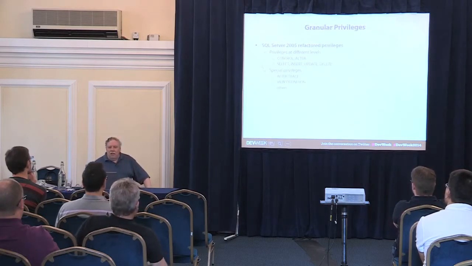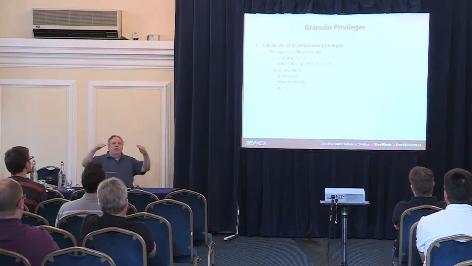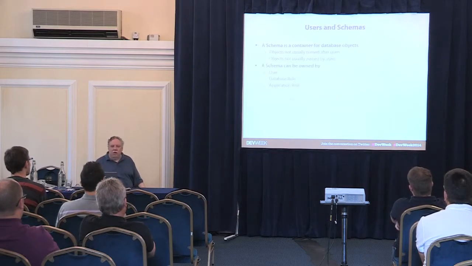I'm trying to go a little bit faster here. So we talked about the refactored privileges, and basically that was the all permissions grantable. And then you have privileges at different levels of the database. So you can give somebody permission at an object level, at a schema level, at a database level. I'm going to skip some of these slides as we go on.